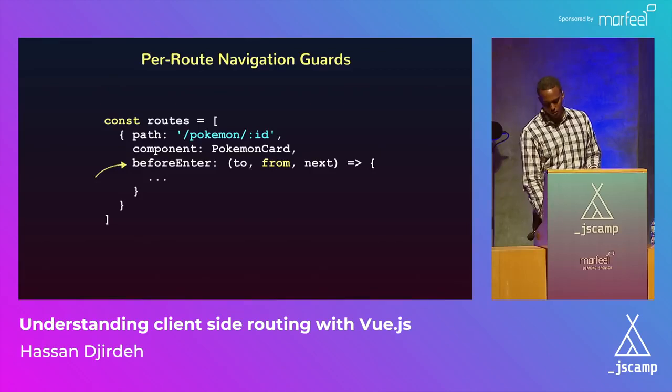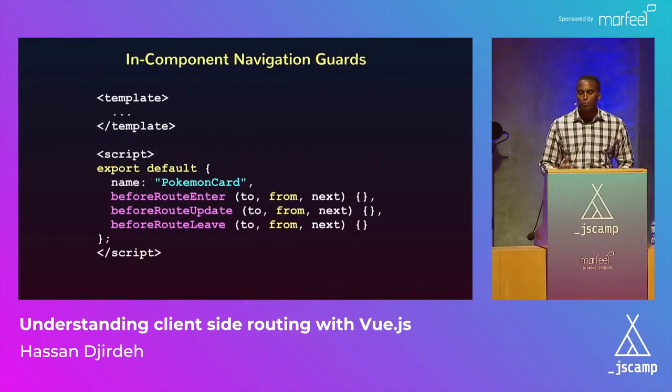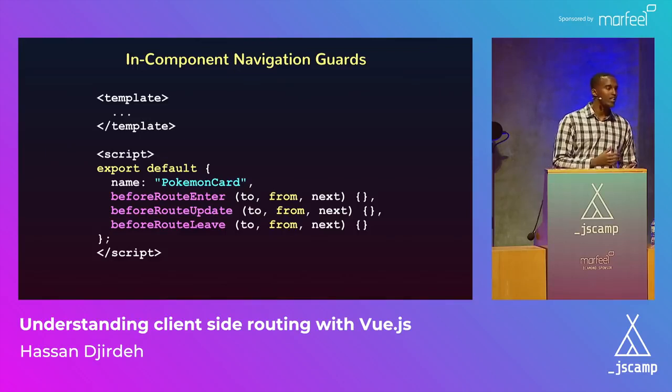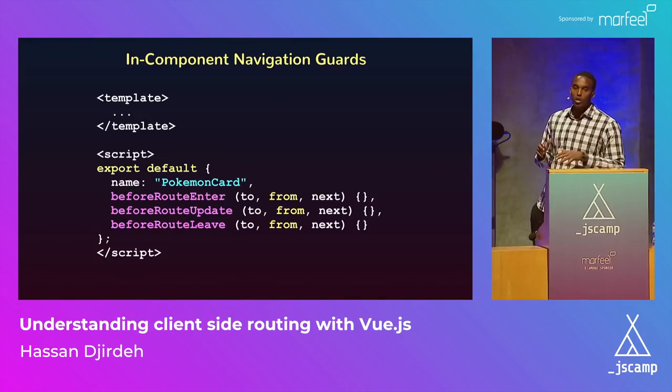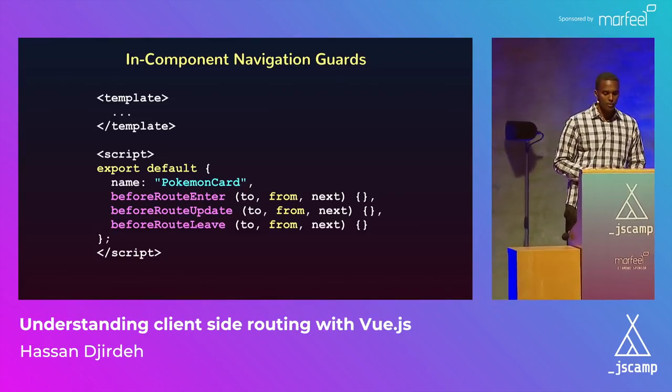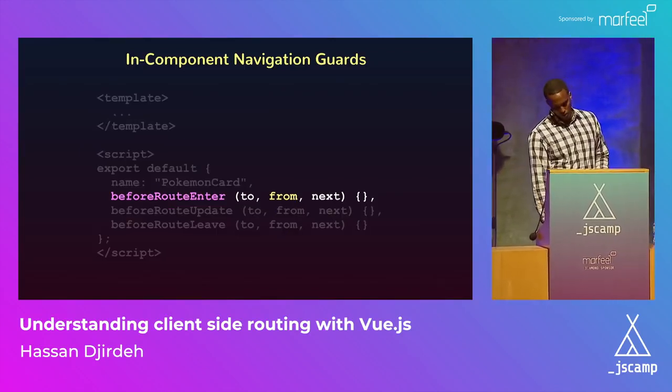route in our application. And finally, there's in-component navigation guards. Now, why do we use in-component navigation guards as opposed to per route navigation guards? This is because if we had multiple routes that actually routed to a single component, we can guard all of these routes by keeping it within a particular in-component navigation guard. There are three types of in-component navigation guards.